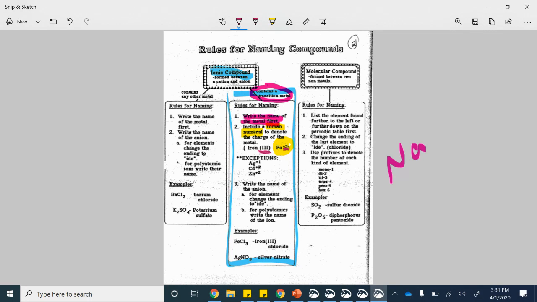Some exceptions to our transition metals are going to be these three right here, and I'm going to have you write a few down on your periodic table. So silver, you don't have to have a Roman numeral. Cadmium, you don't have to have a Roman numeral, and zinc, you don't have to have a Roman numeral, because they only have one set charge.